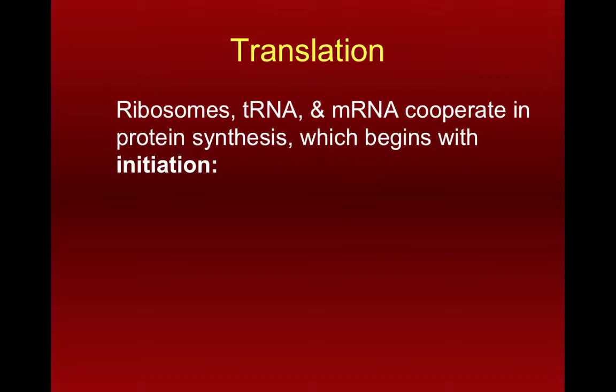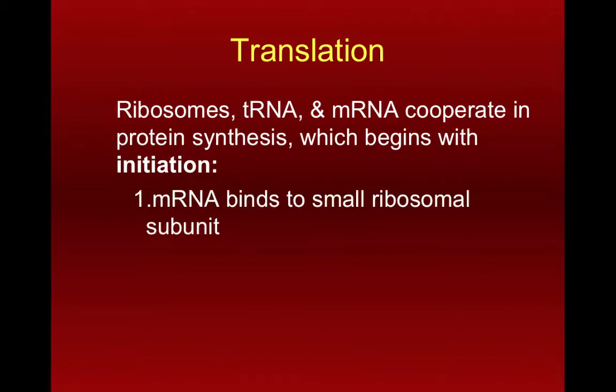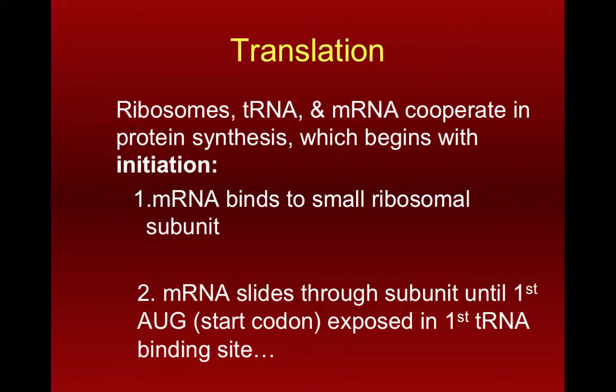Okay? So in the case of initiation, the first thing that happens with initiation of translation is the mRNA molecule, which has come out of the nucleus. It's been transcribed, it's been processed, it's got a cap, it's got a tail, it's been spliced. That mRNA comes out of the nucleus and is going to bond to the small ribosomal subunit. Okay, at that point, we're going to have the mRNA molecule sliding through the small ribosomal subunit until the AUG start codon is in the first binding site of the tRNA molecule. So the first binding site in the ribosome has to bond to the AUG start codon, which is on the mRNA.